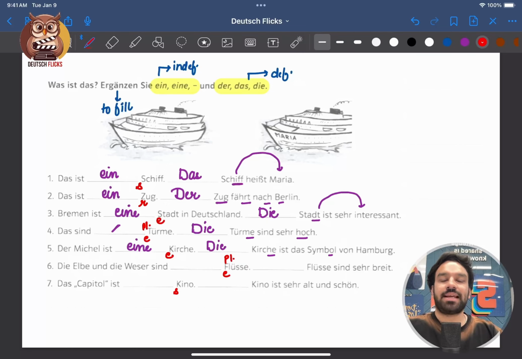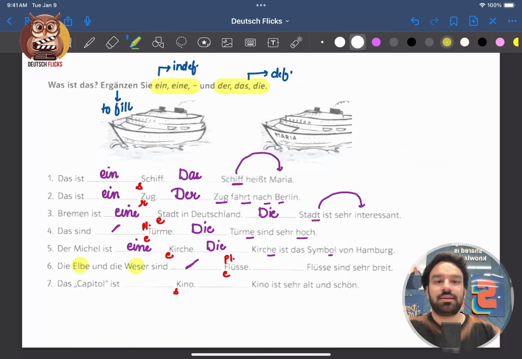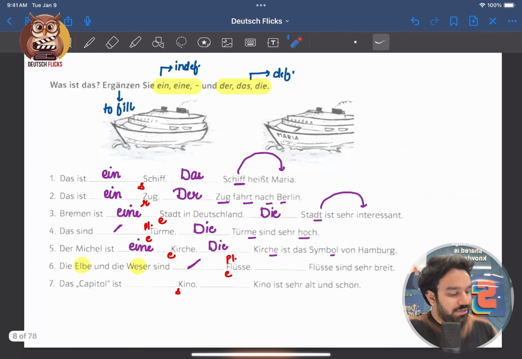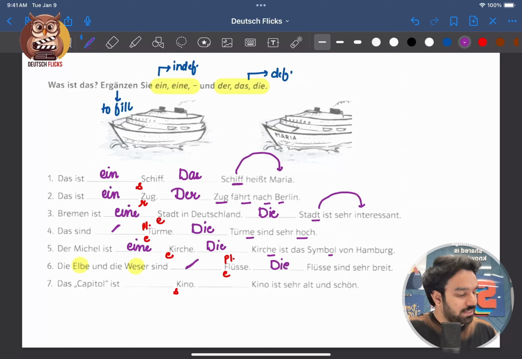Nummer 6. Die Elbe und die Weser sind. So again we have a noun which is in plural. So just like number 4, you have to fill nothing. Elbe and Weser are German rivers. So Elbe and Weser are rivers, and we will not say a rivers. And now we are talking about these rivers only. So we will use the definite article. For plural, it is die. Die Flüsse sind sehr breit. The rivers are very wide.